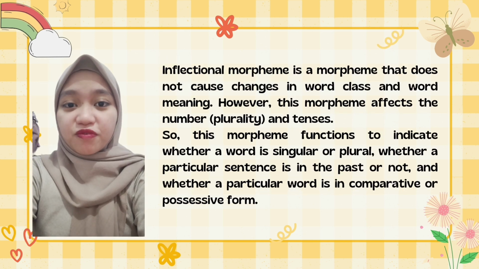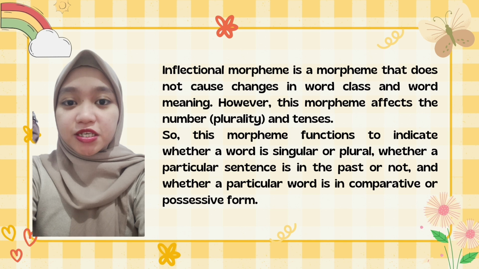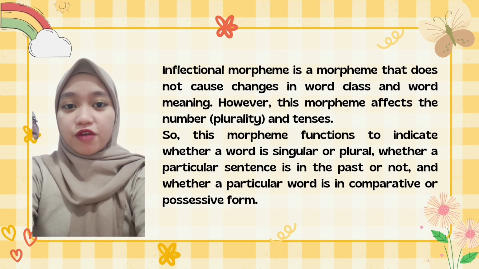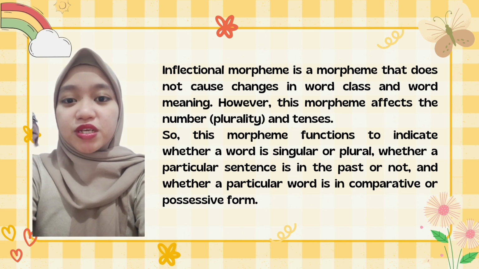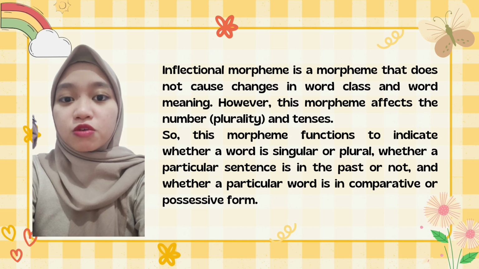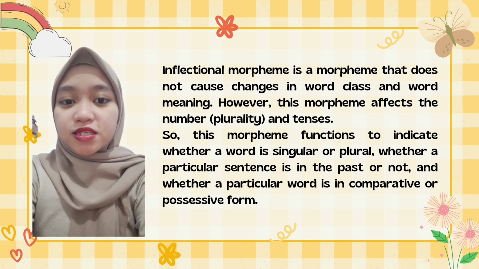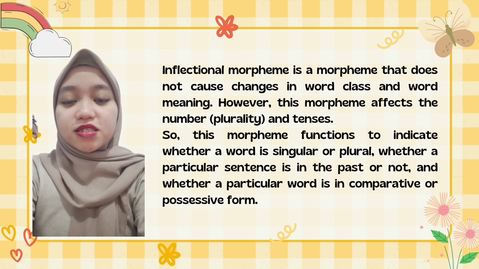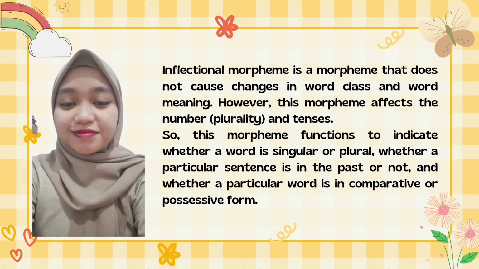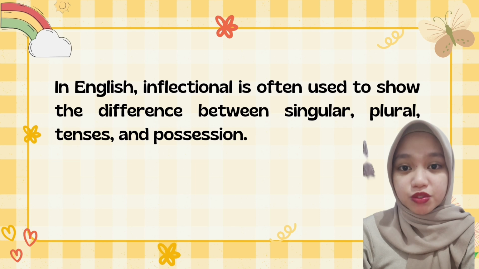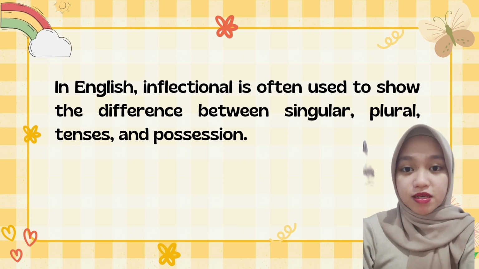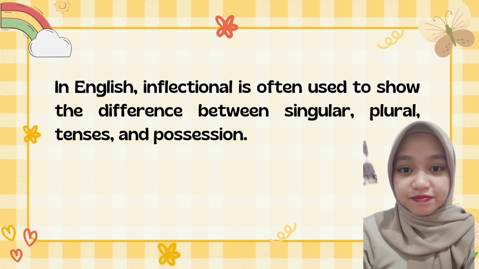Inflectional morpheme is a morpheme that does not cause change in word class and word meaning. However, this morpheme affects the number or plurality and tenses. So this morpheme indicates whether a word is singular or plural, whether a particular sentence is in the past or not, and whether a particular word is in comparative or possessive form. In English, inflection is often used to show the difference between singular, plural, tenses, and possession.